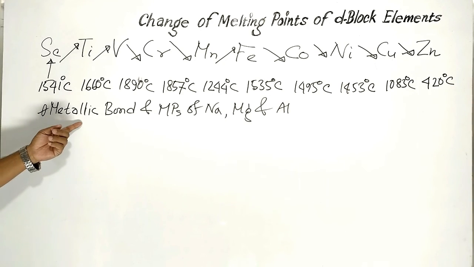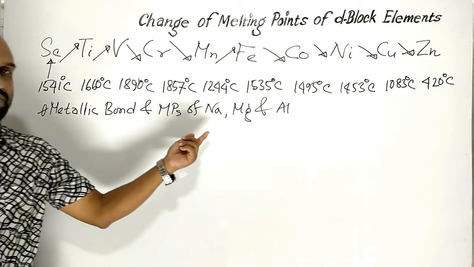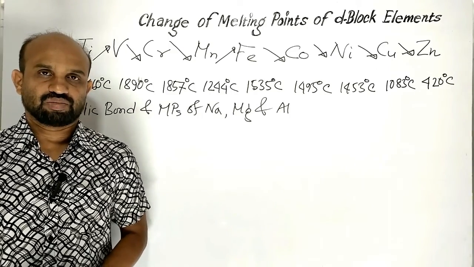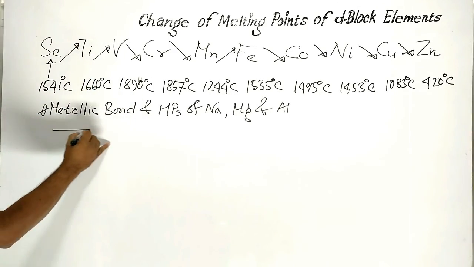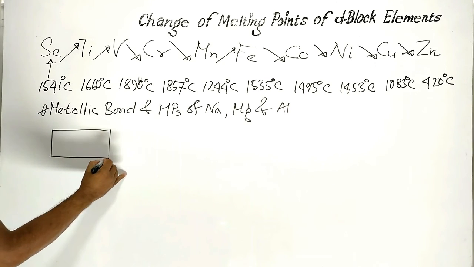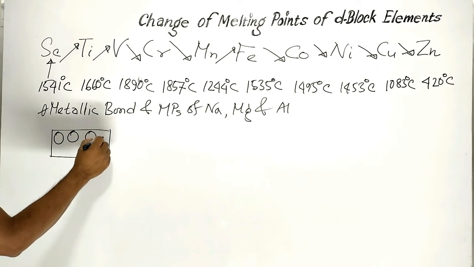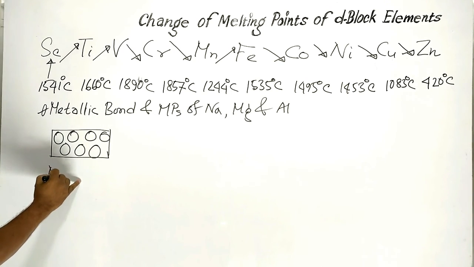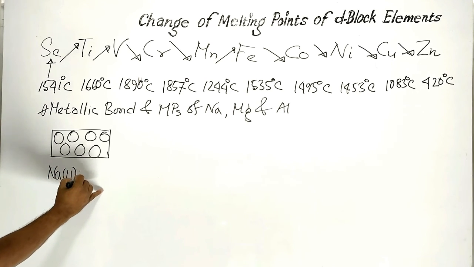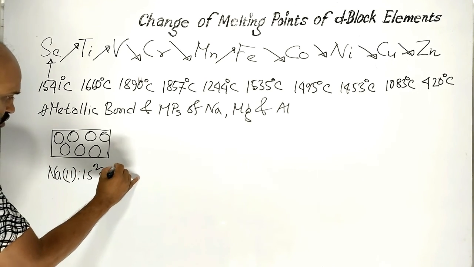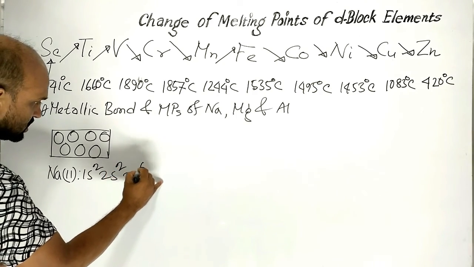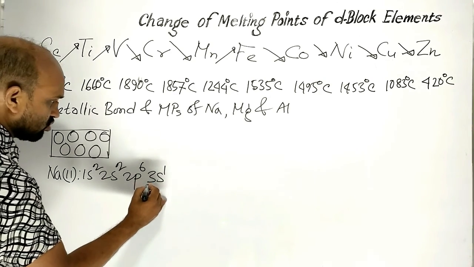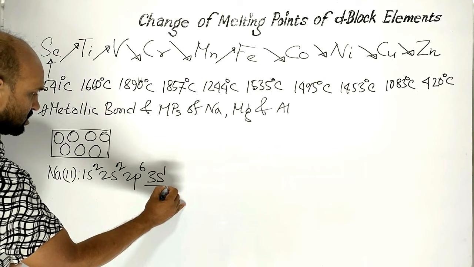First point is metallic bond and melting points of sodium, magnesium and aluminum. Let's look at the matter. Suppose this is metallic piece of sodium. These are the sodium atoms. Electronic configuration of sodium is 1s2, 2s2, 2p6, 3s1. Sodium contains only one electron in its outermost shell.